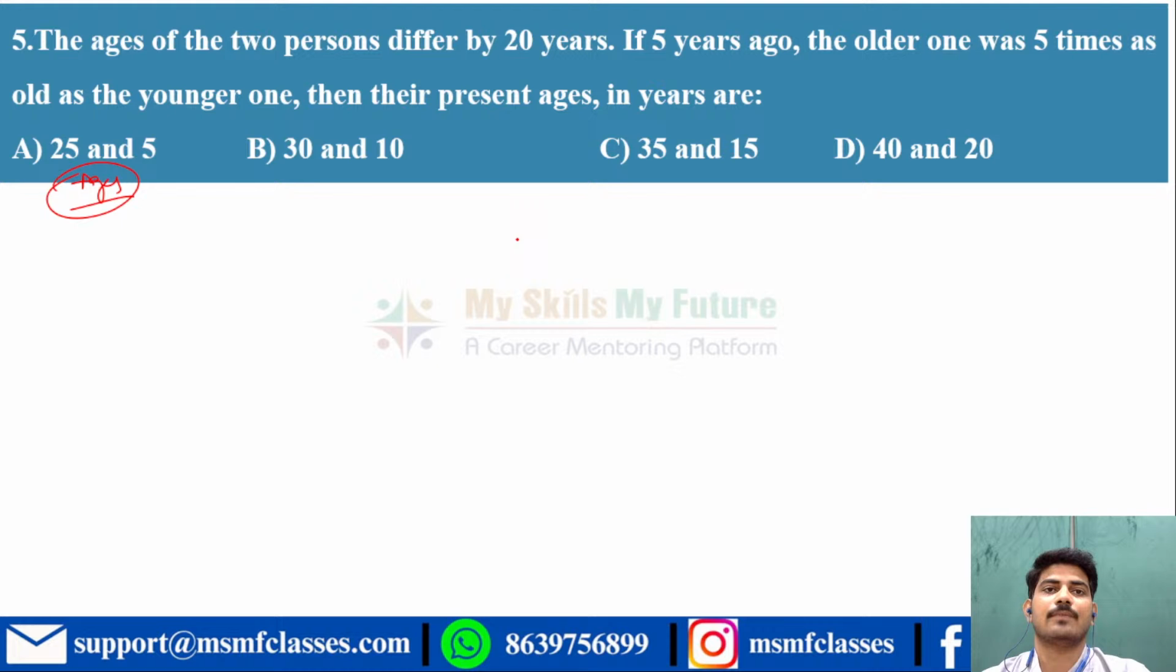The ages of two persons differ by 20 years. If 5 years ago the older one was 5 times as old as the younger one, then their present ages in years are.